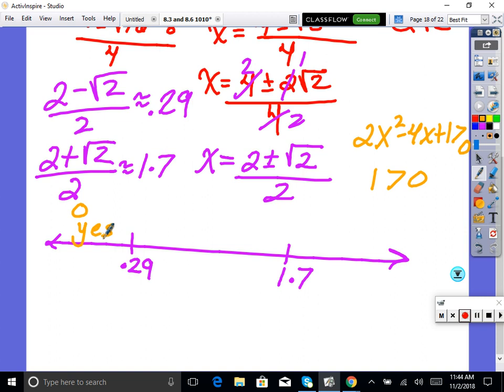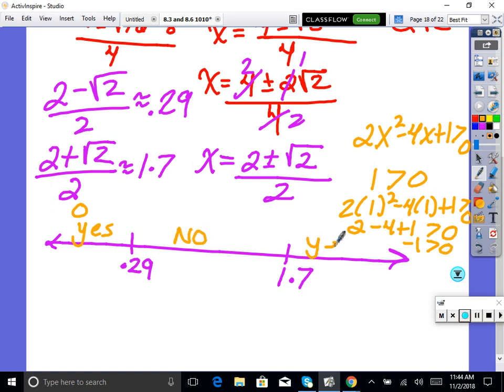But let's make sure. Let's plug in a value between 0.29 and 1.7. 1, I like that, so easy. 2 times 1 squared minus 4 times 1 plus 1, is that greater than 0? Let's see. 2 minus 4 plus 1, is that greater than 0? Negative 1 is greater than 0? So no, so yes.